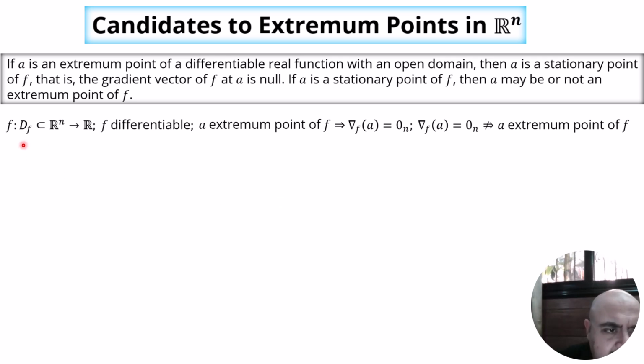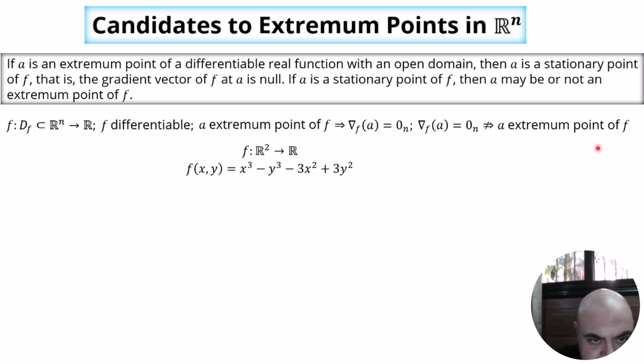F maps elements from the domain of Rn into R. F is a differentiable function. A is an extremum point. We can get the gradient vector, and at A, at the critical points, it is equal to 0. Everything makes sense at the time being. And the gradient vector being equal to 0 may lead to an extremum point or may not.